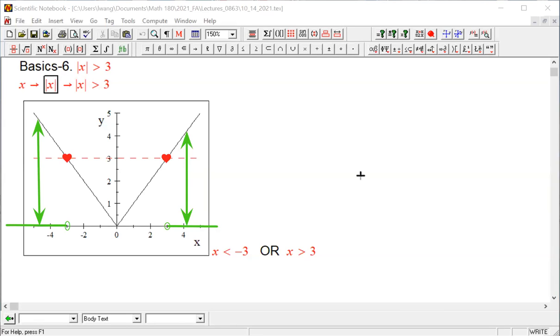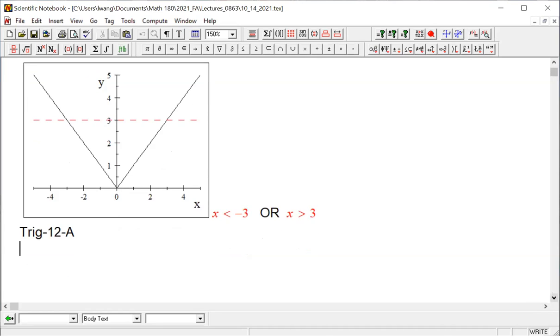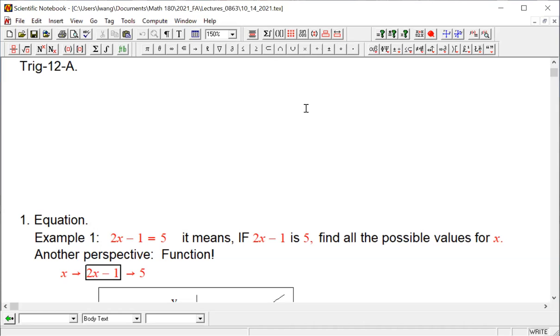Across the pages, right? I'm going to take you guys to trigonometry. We spend so much time on trigonometry, right? Trig 12a. What about trig 12a? What time is it? Okay. Time flies when we're having fun, right?